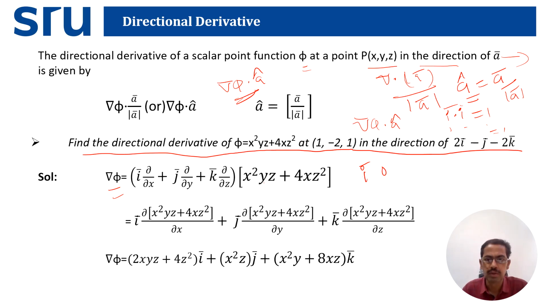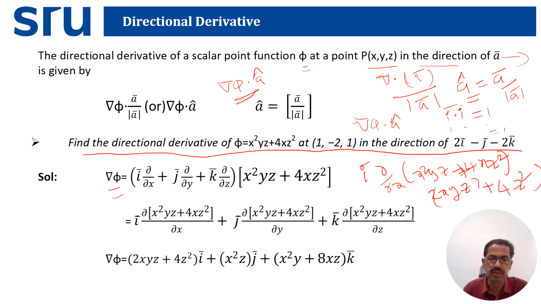Del phi is i bar times the partial derivative of x squared yz plus 4xz squared with respect to x. The derivative of x squared is 2x, with y and z constant, plus the derivative of 4xz squared with respect to x, which is 4z squared. So this is 2xyz plus 4z squared.